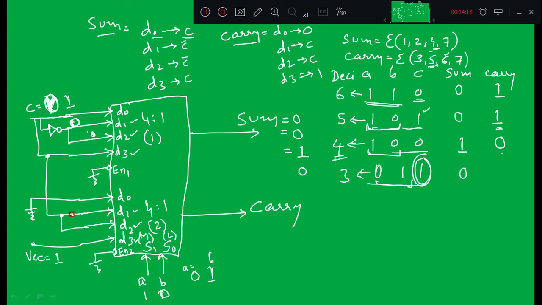Again D1 is selected and D1 is connected to C, but C is high, so carry output is equal to high. Do we have 3 in the decimal notation of carry? Yes, we have, right? So out of 8 combinations I verified it for 4. The rest 4 combinations you please verify. So this is the design of the adder using 4:1 multiplexer. Next, I will give this as homework.